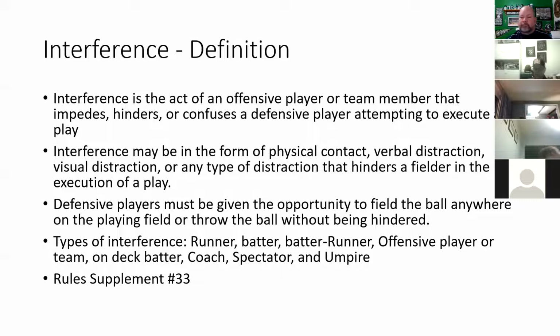Interference could also occur when the batter releases the bat in a manner that hits the catcher and prevents them from making a play. If the batter merely drops the bat and the catcher trips over it, there is no interference. Batter interference is also discussed in Rule Supplement 24B. Offensive players in the dugout may be charged with interference if they interfere with the fielder's opportunity to make an out on a fly ball. On-deck batters may be charged with interference if they interfere with a throw, a possible tag of a runner, or a fielder's opportunity to make an out on a fly ball.